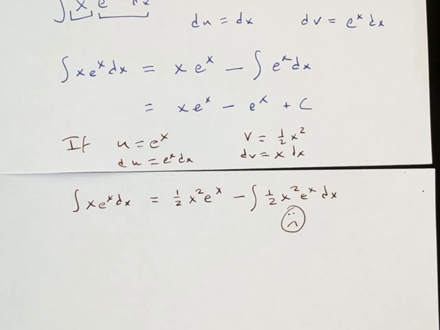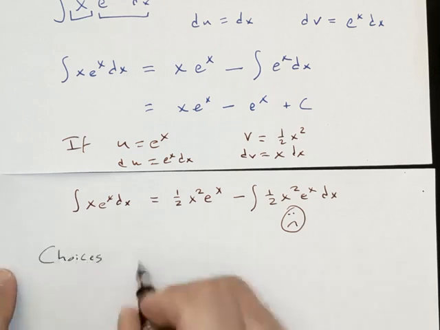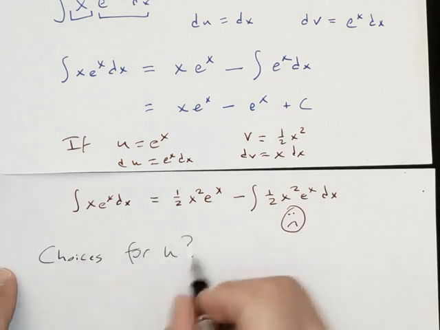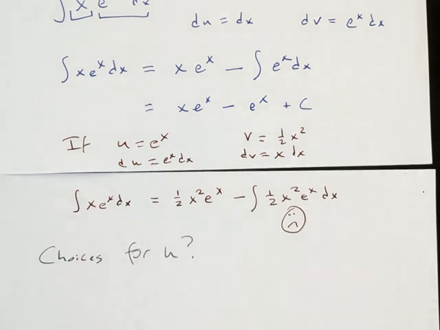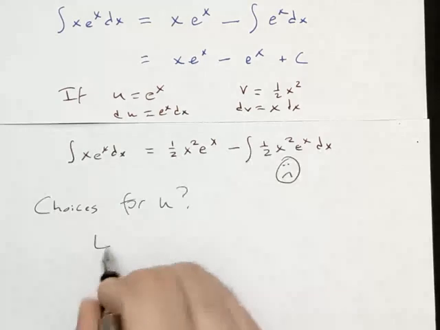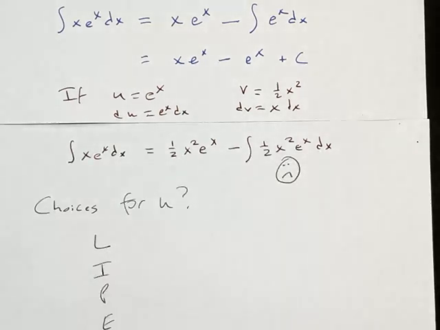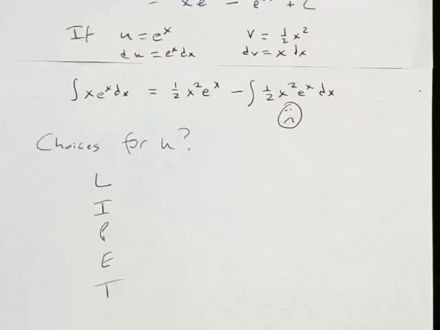Thank you. How do I know what to pick? Yes, there is a mnemonic, a method that allows me to say I'm probably best off choosing this or this or this or this to be u versus dv. I'm going to list these, and the first thing I see going down this list is probably the thing I want to make u. So I'm going to go LIPET.